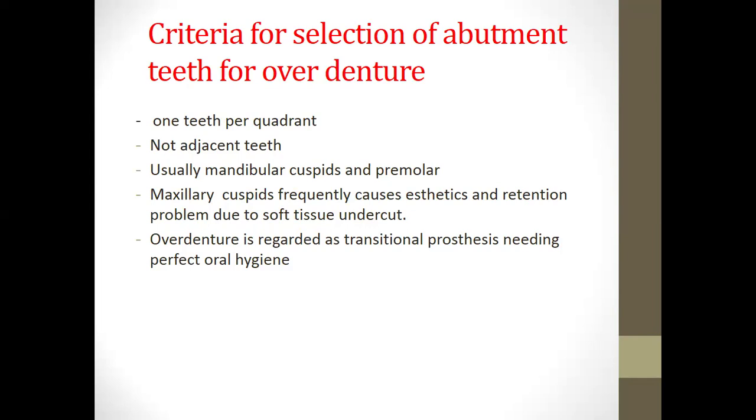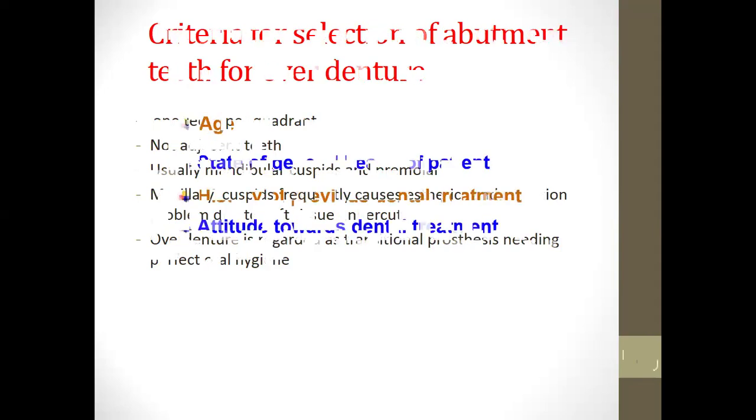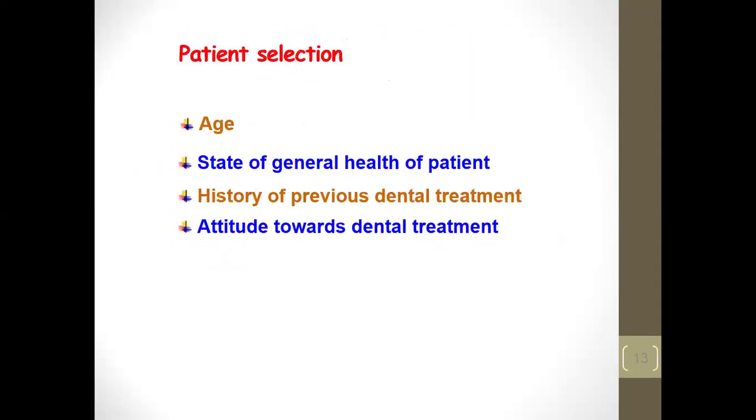And then overdenture is regarded as a transitional process, but definitely the success of the process lies in the maintenance of very good oral hygiene by the patient. And as you see here, there are certain criteria in selecting the patients as well. Age would be the first criterion. Younger the patient, the better it is, as I told you before, because of the periodontal support that the abutments can offer in a younger individual. And the state of general health of the patient also has a say, as do the history of previous dental treatment and attitude towards dental treatment.